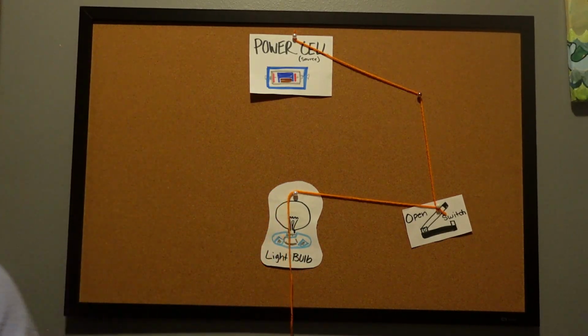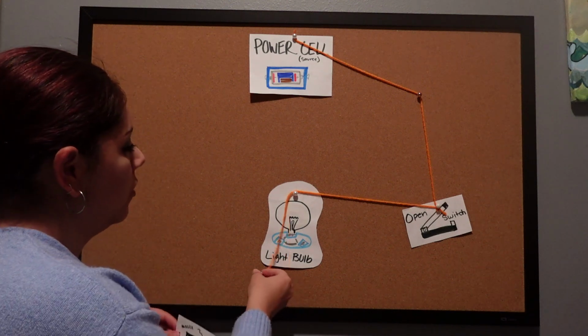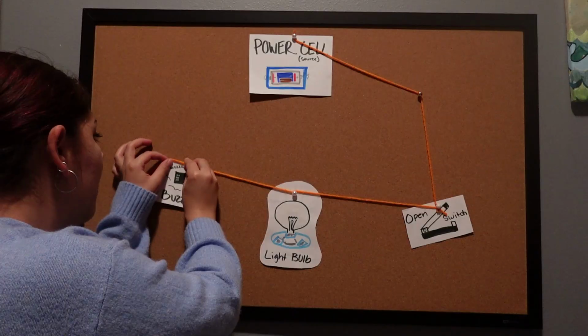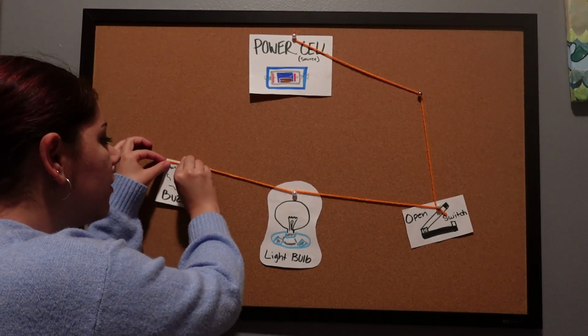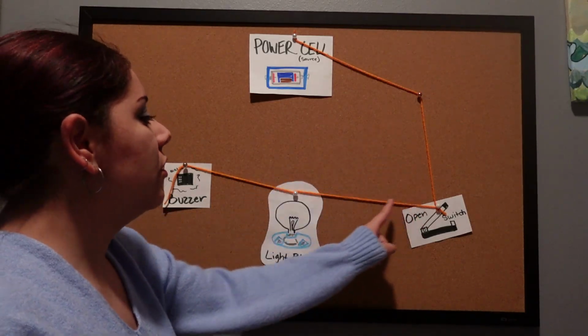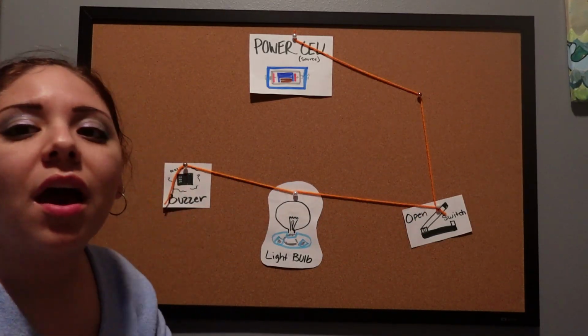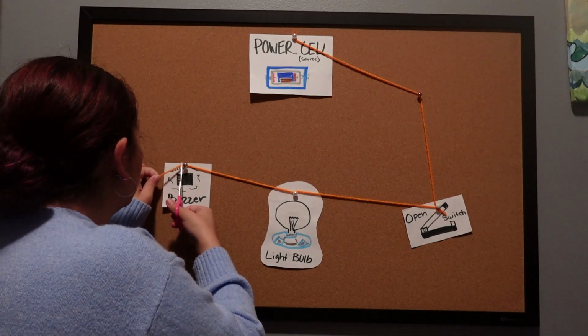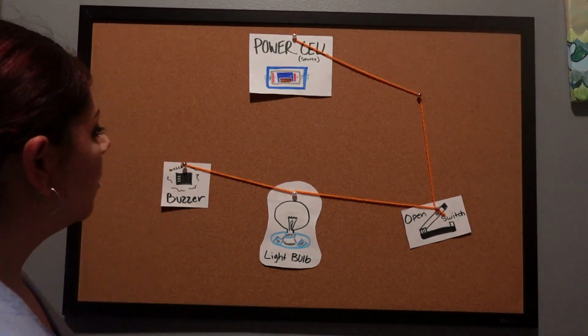Now, I'm going to go ahead and connect another part, and this is going to be my buzzer. Now, if I have an open switch, and I see that my light bulb is not turning on, and then I have a buzzer, you better believe your buzzer isn't even going to make a noise. If I don't have any electrical currents passing through to my buzzer, I'm not going to have it work at all. I'm going to go ahead and cut this off, and let's just leave it like that.